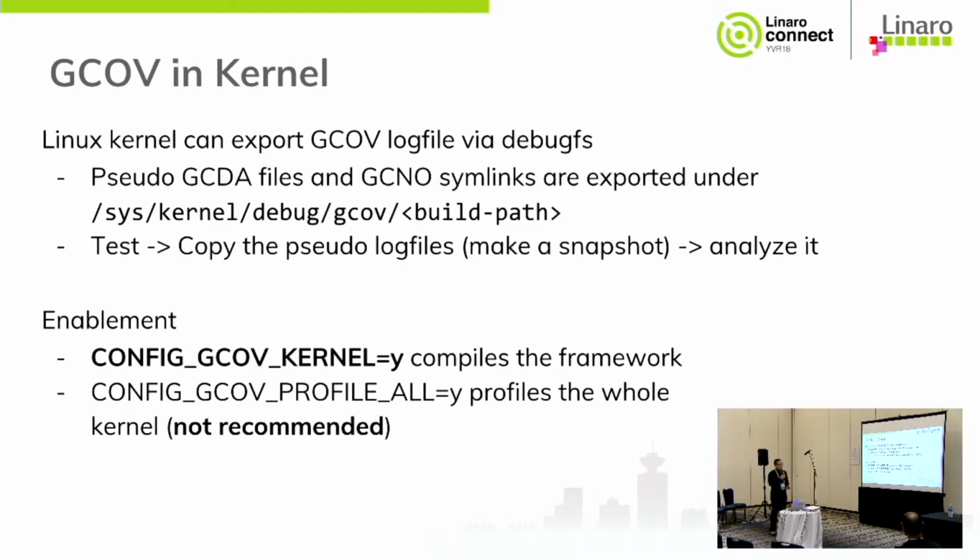And actually, the Linux kernel already supports GCOV. We call it GCOV in kernel or kernel GCOV. It can export GCOV data files like GCDA and GCNO files under the debug file system. So you can just enable it, run the test, copy these pseudo files and analyze them. That's it. To enable this GCOV in kernel feature, you can just enable the configuration CONFIG_GCOV_KERNEL and compile the kernel.